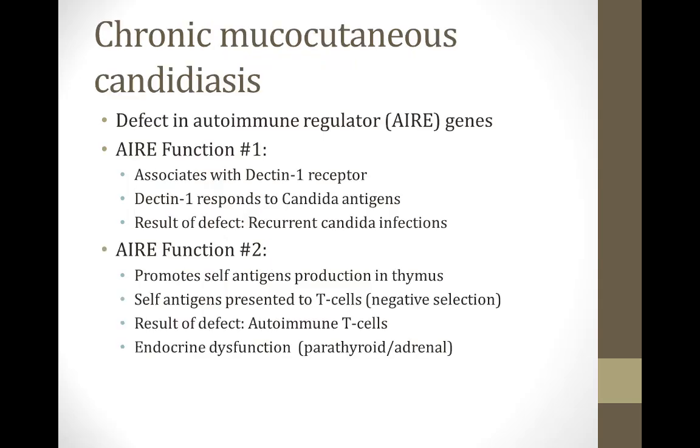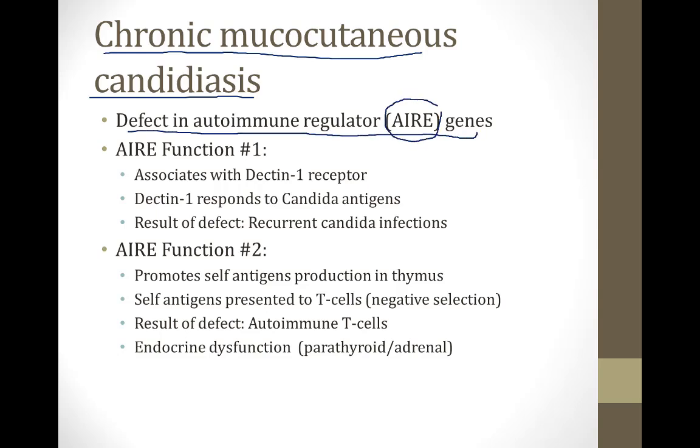neutrophil attraction. Our next immunodeficiency syndrome is called chronic mucocutaneous candidiasis, and as the name implies, people with this condition get recurrent candida infections. This condition results from defects in autoimmune regulator genes called AIR genes, and AIR genes have 2 important functions that are relevant to chronic mucocutaneous candidiasis. The first function is that they associate with the dectin-1 receptor, and the dectin-1 receptor is the receptor that responds to candida antigens. So when you have defective AIR genes, the result of the defect is that you cannot respond to candida antigens and you get recurrent candida infections.